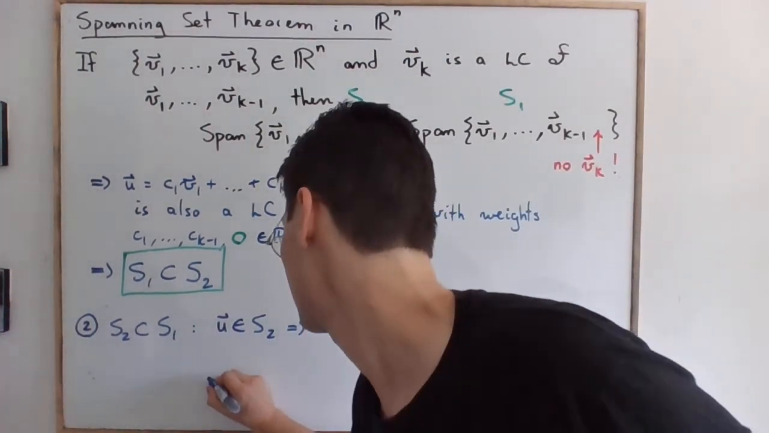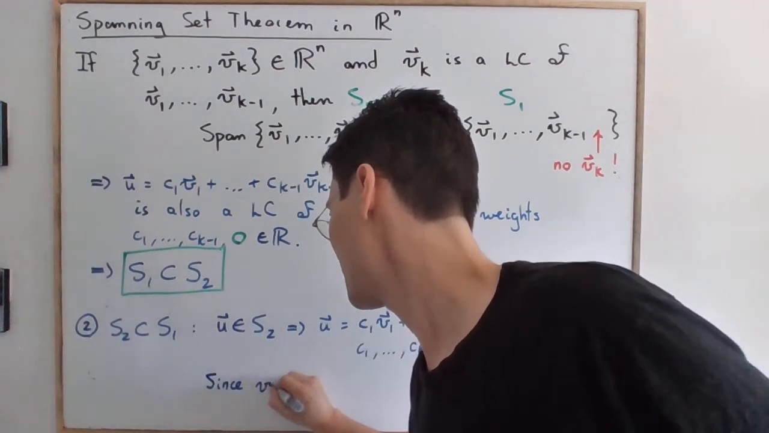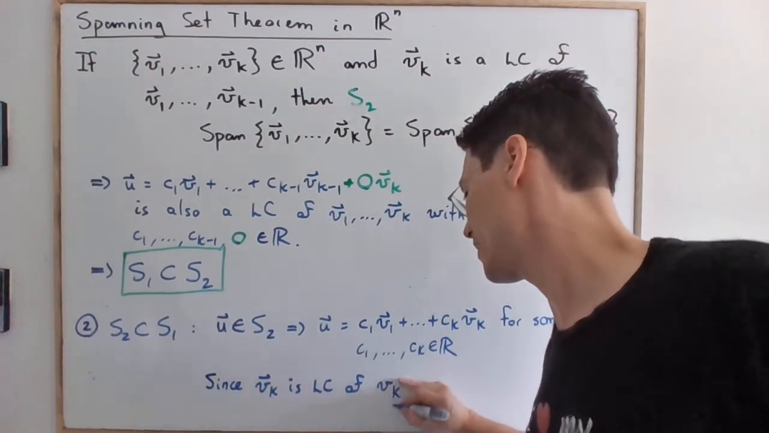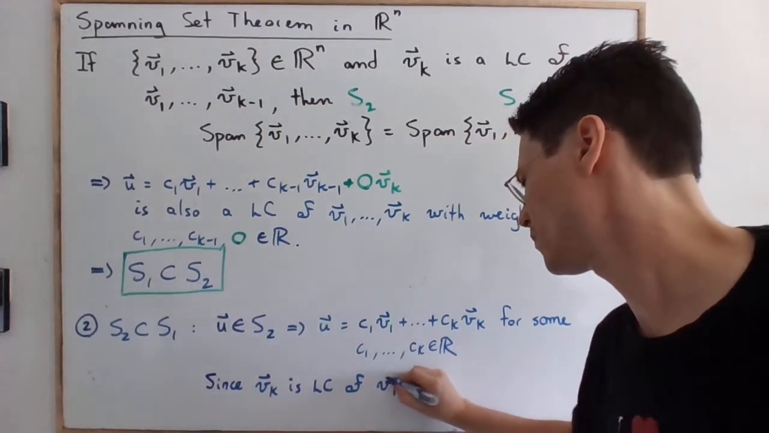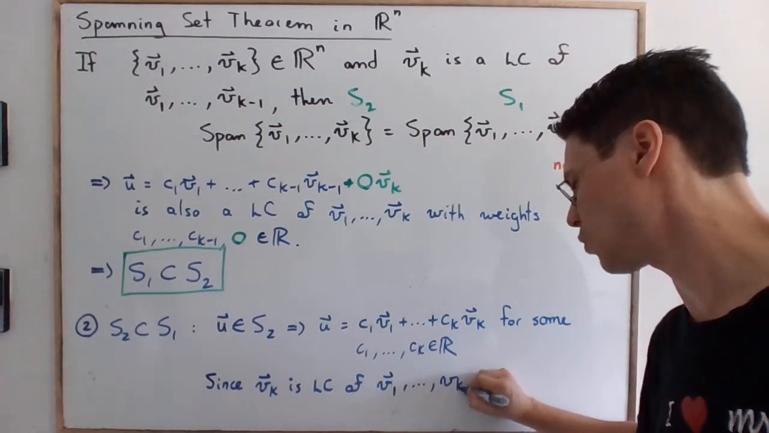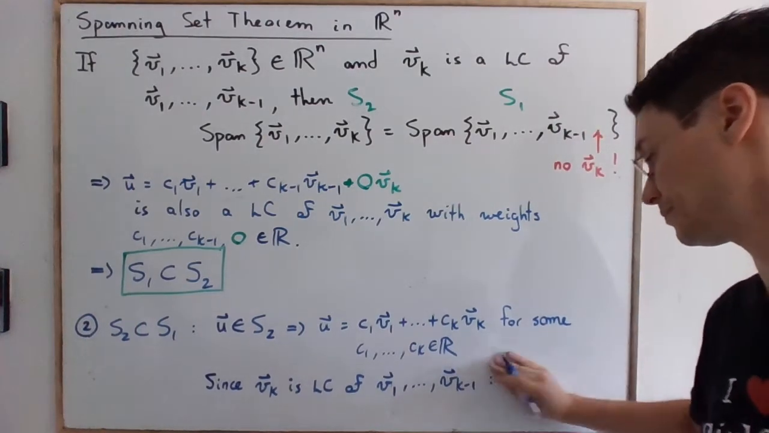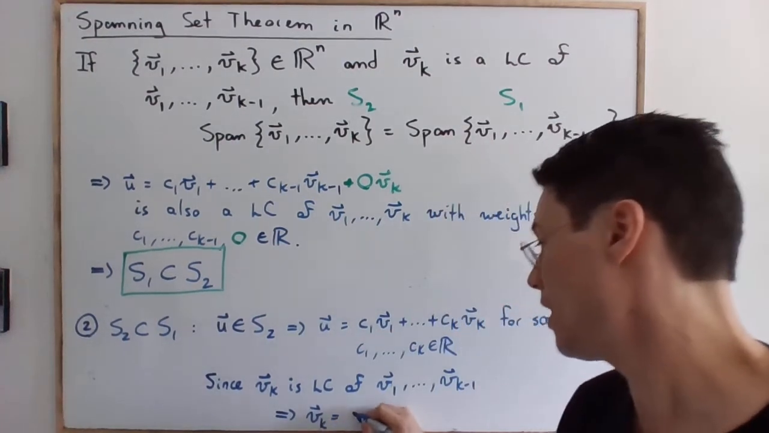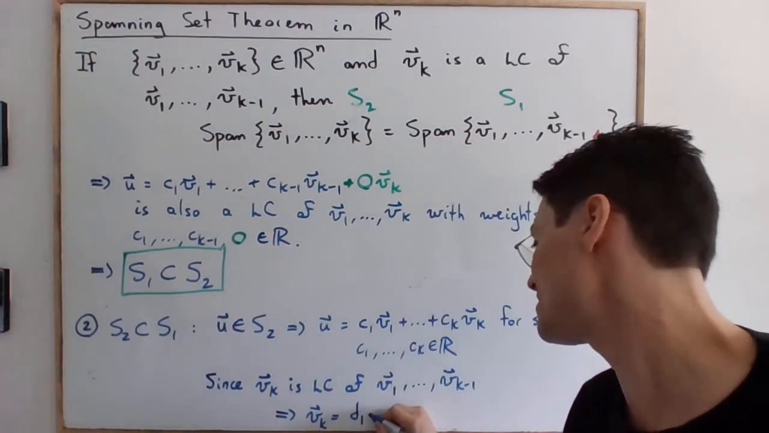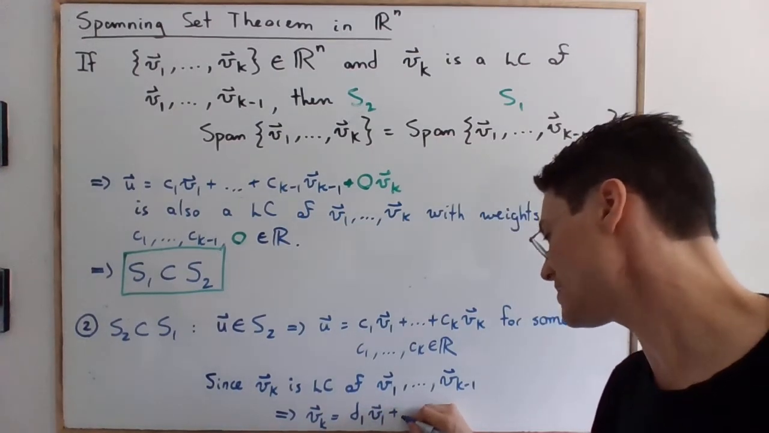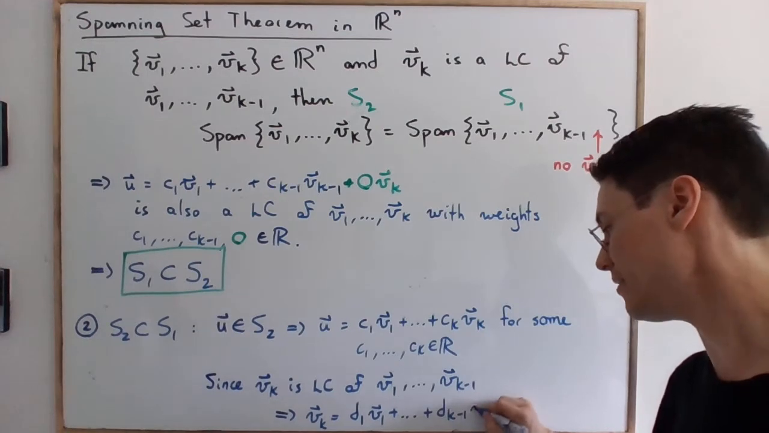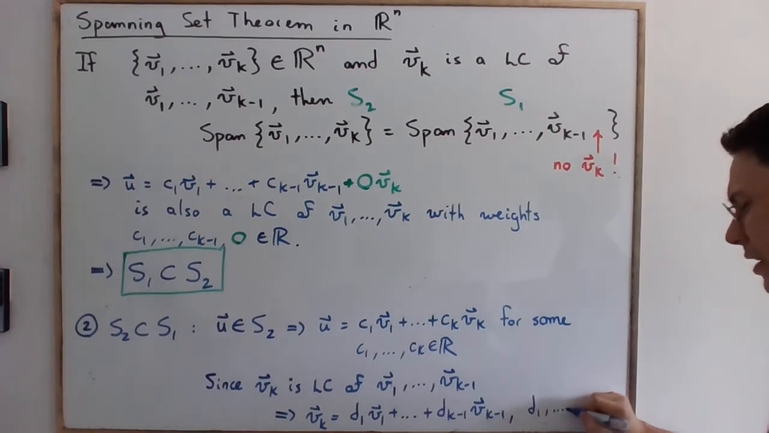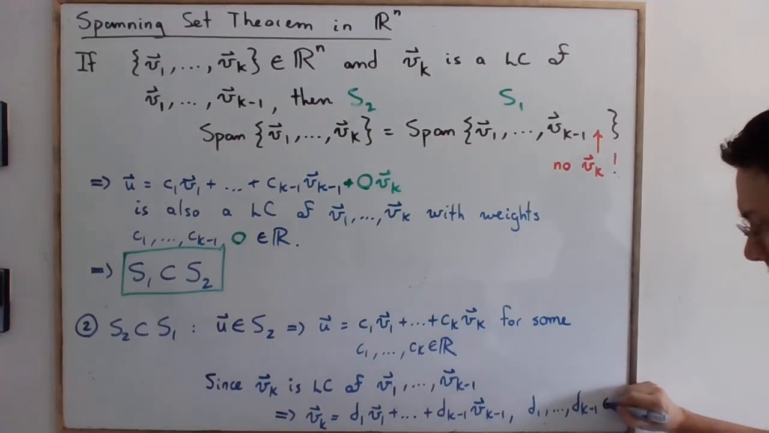So, since VK is a linear combination of V1 to VK minus 1, it means that VK, now we will call the weights D. So let's say D1 V1 plus DK minus 1 VK minus 1. And then again, D1 to DK minus 1 are real numbers.